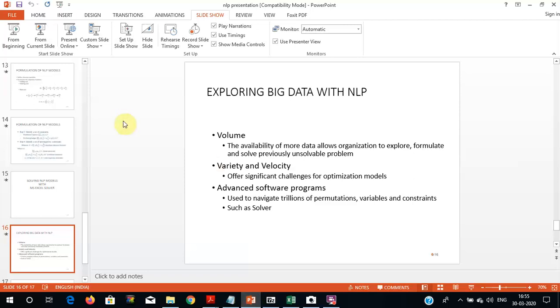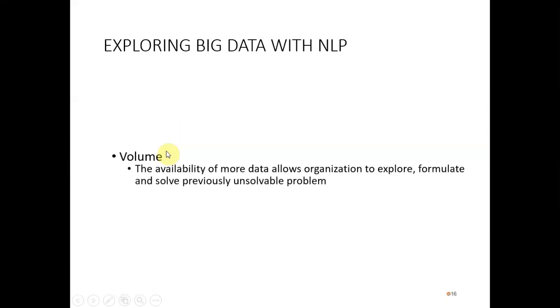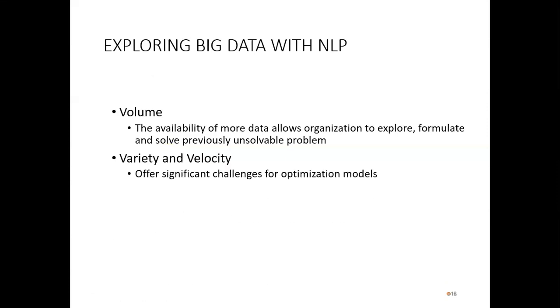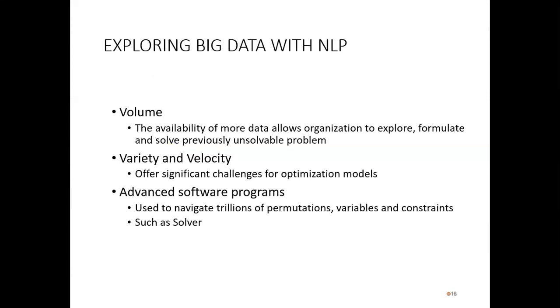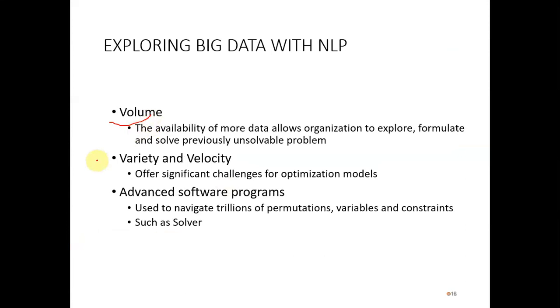Sometimes we have to deal with big data, and big data has volume, variety and velocity. High volume, a large amount of data, allows you to explore, formulate and solve previously unsolvable problems. So as far as NLP is concerned, volume is good. Variety and velocity are challenges. So you need an additional layer that will filter and summarize the data, and then you can apply optimization models.